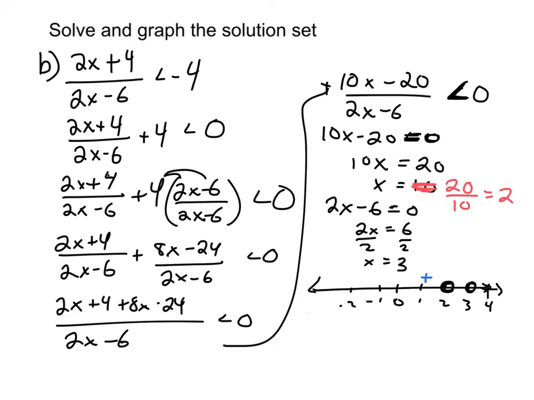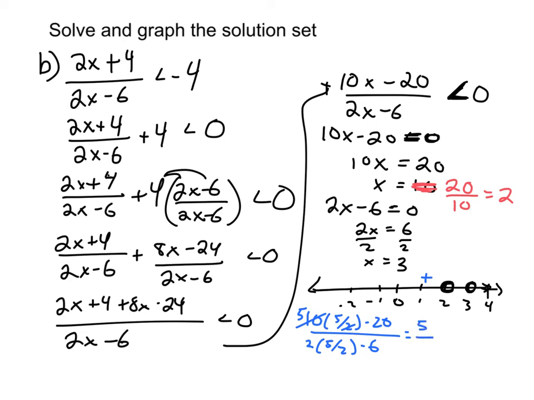Alright, I'm going to erase that to save space because I'm running out of space here. Now I need to pick a test point that's between 2 and 3. So I'll take 5 halves, which is the same thing as 2 and 1 half. So I'll do 10 times 5 halves minus 20 over 2 times 5 halves minus 6. 10 times 5 halves, this will cancel, and I'll be left with 5 times 5, which is 25. And then 25 minus 20 is 5.